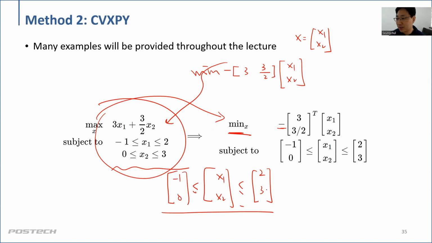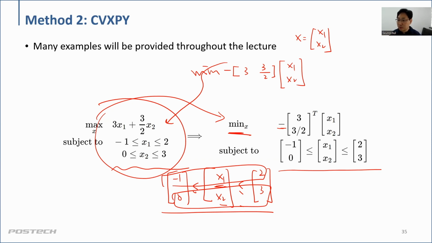Actually, this is not mathematically correct, right? But in CVXPY, this is a short notation to say that x of 1 is like that, and x of 2 is like that. So let me say it again. This one is mathematically wrong. It's not the correct way, but everybody can easily understand. So I use that notation, meaning that each element has some inequalities. All right.